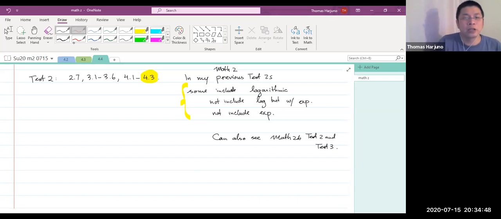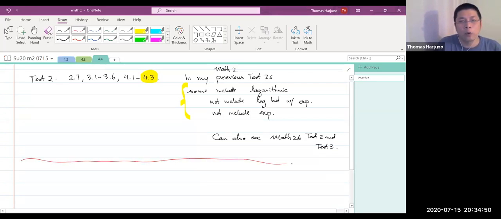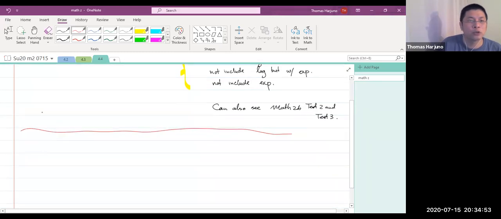Okay, that's about your test 2. Now let's go on with 4.4, which will not be in your test 2 but in your test 3. 4.4, logarithmic functions.